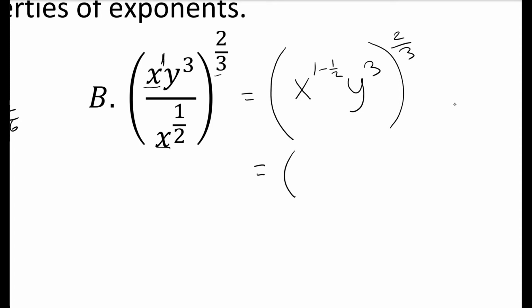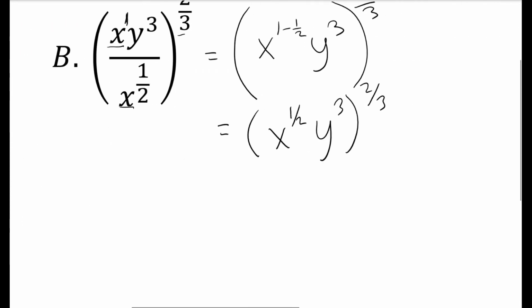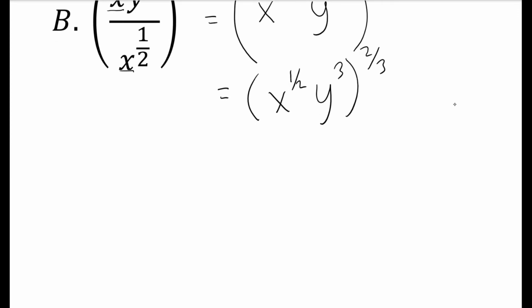So we got 1 minus 1/2. So 1 minus a half is 1/2. And then we got y to the 3rd power, and then this whole thing is raised to the 2/3 power. So now this is a combination. This is basically power to the people, or otherwise known as the product of powers. If you look at that other property, so basically we're distributing the power over to both exponents.